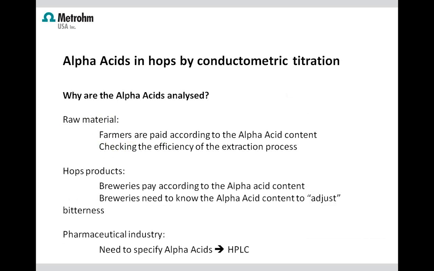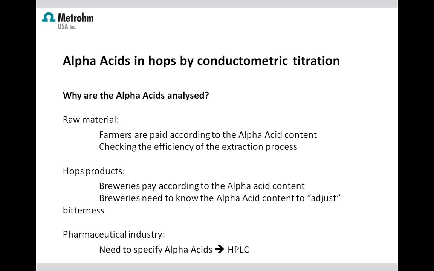And why are these analyzed? Basically, farmers are paid for the alpha acid content of their hops. And they also want to check the efficiency when they extract these alpha acids from the hops to add into the beers. And for the hops products themselves, breweries pay on the alpha acid content. The more alpha acids, the more breweries are willing to pay for that product. And they also need to know the exact alpha acid content so they can make a consistent product with varying hops. And hops are a natural product, and depending on growing seasons and locations, you're going to have varying levels of these alpha acids.